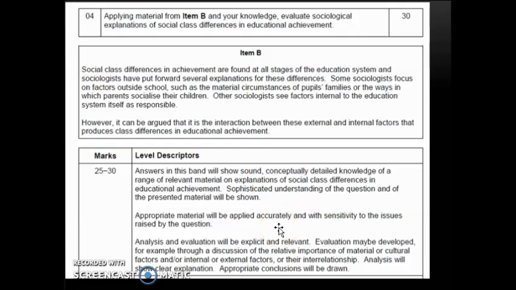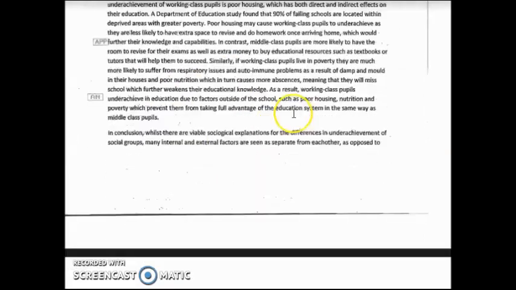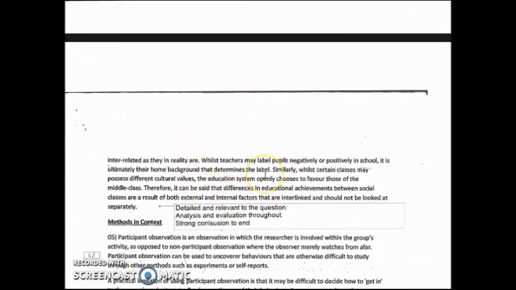Material will be applied accurately and sensitively to the issues raised by the question. Your analysis and evaluation will be explicit and relevant. Evaluation may be developed through a discussion of the relative importance of material and cultural factors and of internal and external factors or their interrelationship. Analysis will show clear explanations and appropriate conclusions will be drawn. So let's just have a look at Kate's answer overall. So what she does do, she starts off with an introduction which contextualizes the debate. So that's there. Then she has 1, 2, 3, 4, 5 main paragraphs, ending with a conclusion which the examiner has put as a strong conclusion to the end.